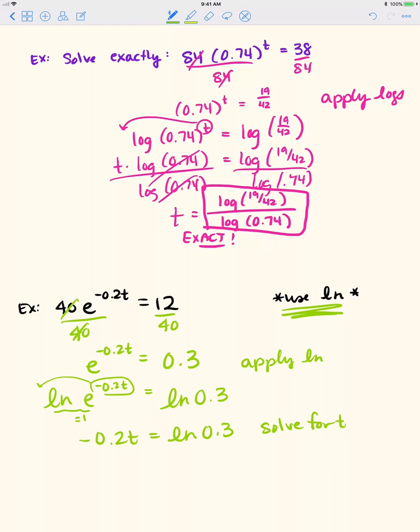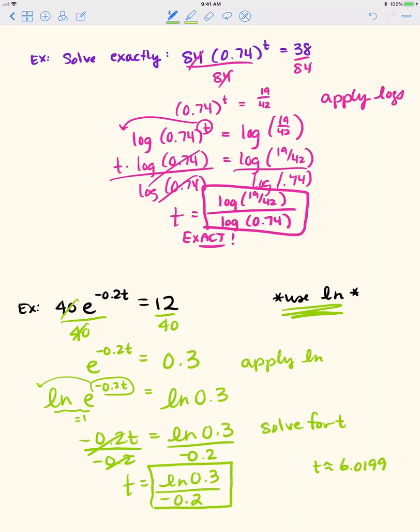I'm solving for t. It currently has a negative 2/10 multiplied by it. So I'll divide both sides by negative 2/10. And I'll get that t is the natural log of 3/10 divided by negative 2/10. And again, you can calculate and get the decimal for it. It's approximately 6.0199, but there's nothing to really do to make it look prettier in the sense of exact. So the natural log of 0.3 divided by negative 0.2 would be the exact answer for this problem.